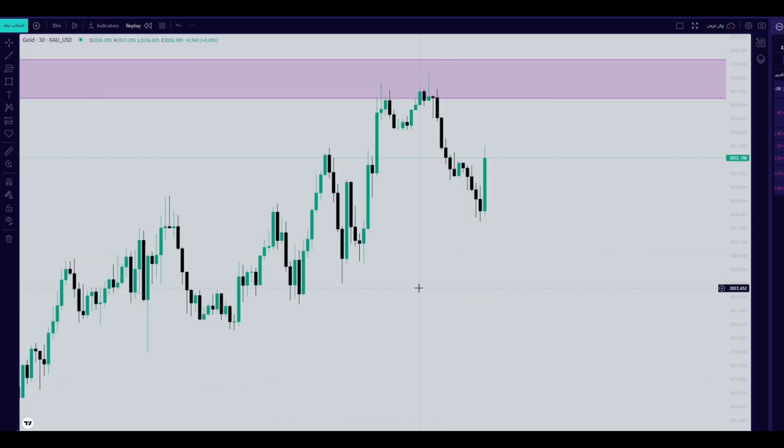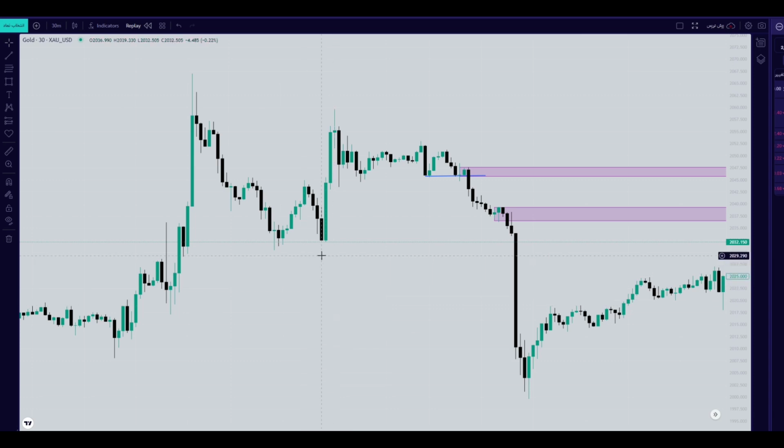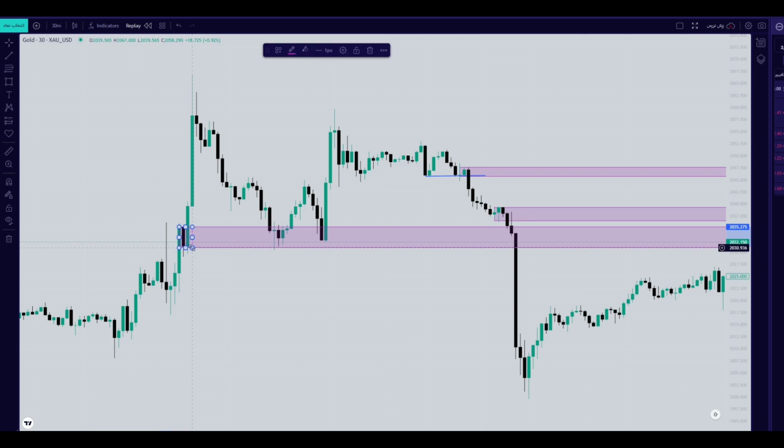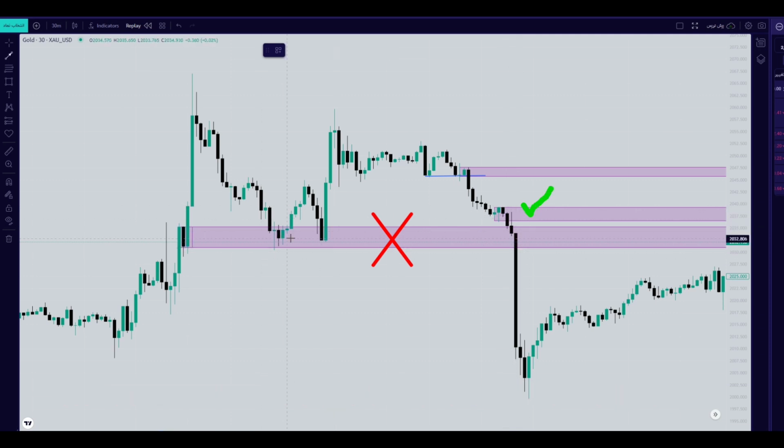The main and valid order blocks have 4 conditions. The first condition is that they break the main supply-demand zones. Here is an order block and a demand zone which this other order block has broken and made a BOS. This order block is valid because of the BOS and breakout of the previous order block downwards.